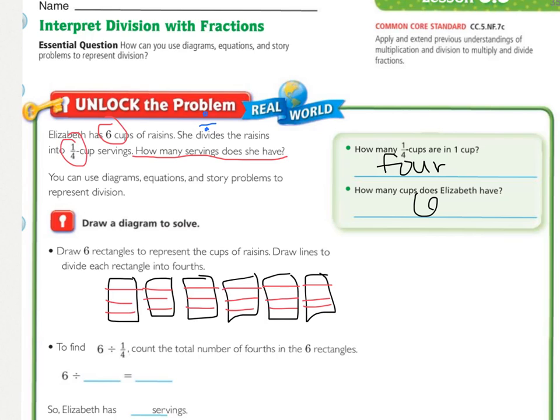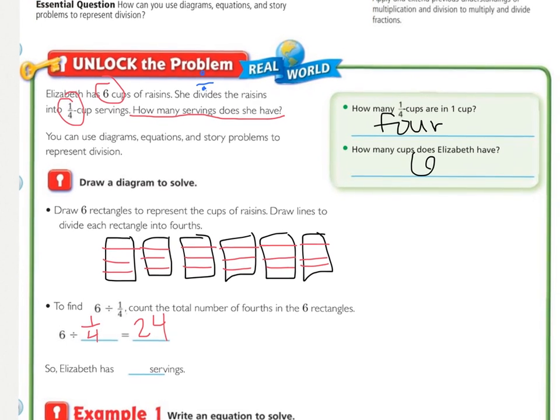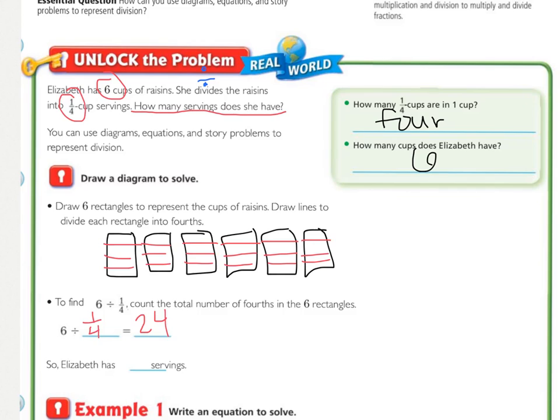And then now to find 6 divided by 1/4, we're going to count the total number of fourths in the 6. So we're taking 6, we're dividing it by 1/4, and how many are there total? Well, there's 4 in each rectangle, and there are 6 rectangles. Remember, our algorithm is to use the reciprocal, that's to flip our second number. So we have 6 groups of 4, that equals 24. So how many servings does Elizabeth have? Elizabeth has 24 servings.